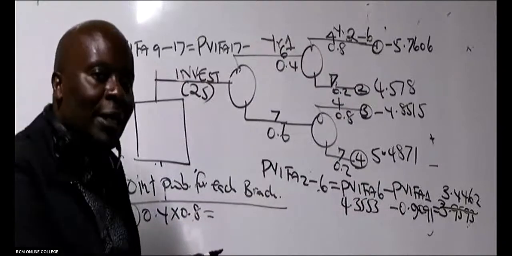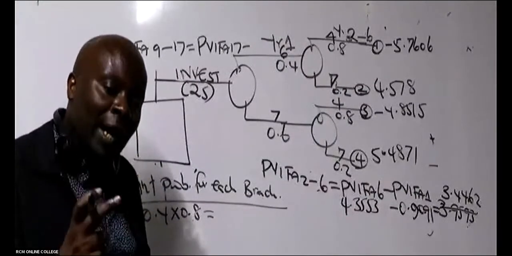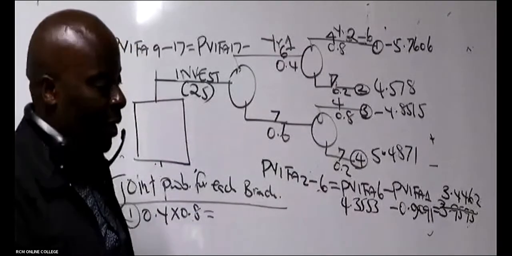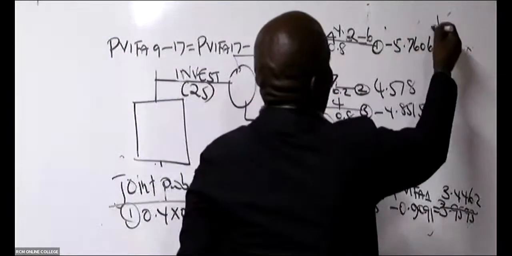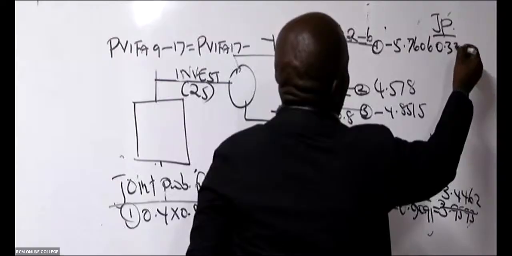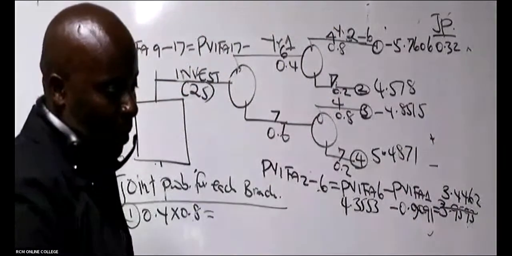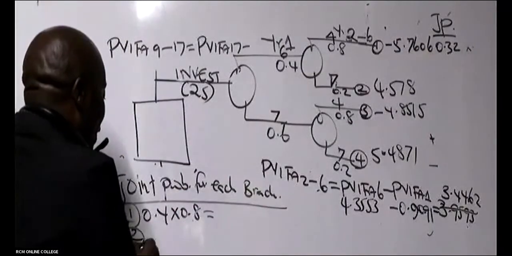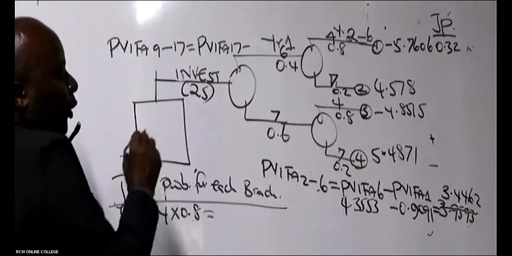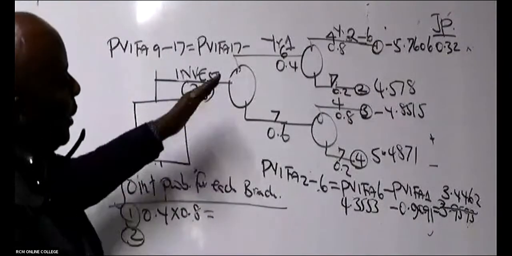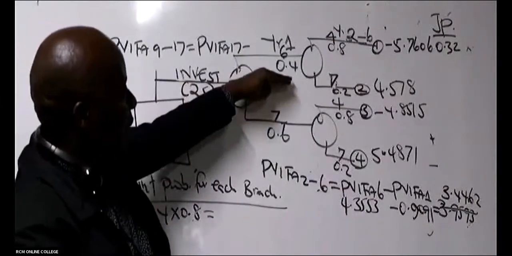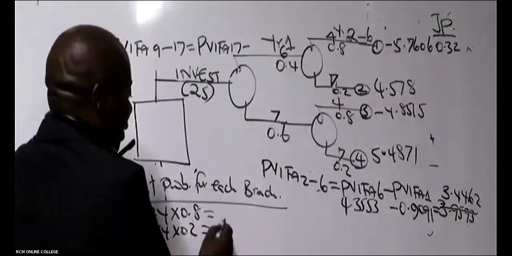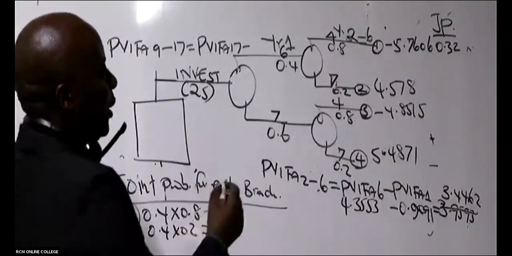Remember, a joint probability is an AND probability, so you're multiplying. Come and write here JP for joint probability. Branch 1 gives 0.32, which is 0.4 times 0.8. How about branch 2? For branch 2, here there is no probability, here there is a probability, so it will be 0.4 times 0.2, which is 0.08.